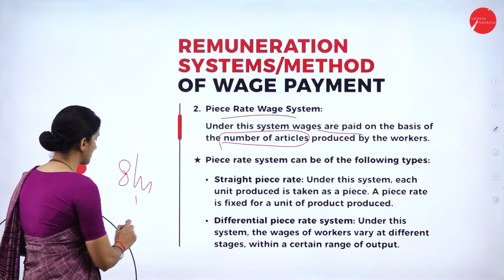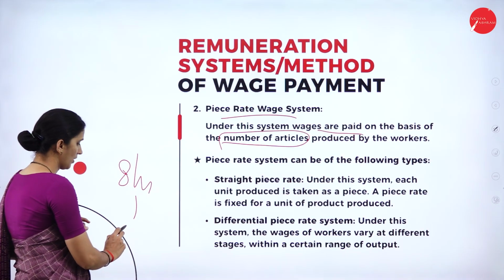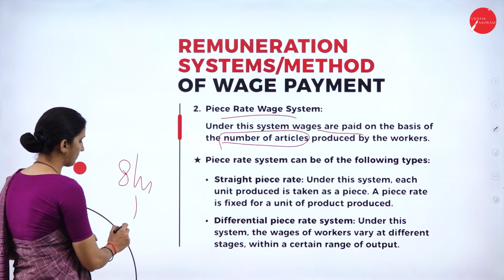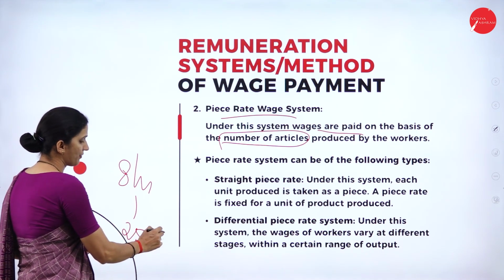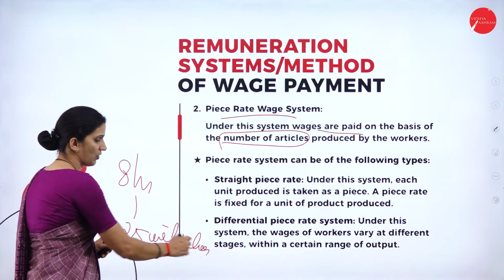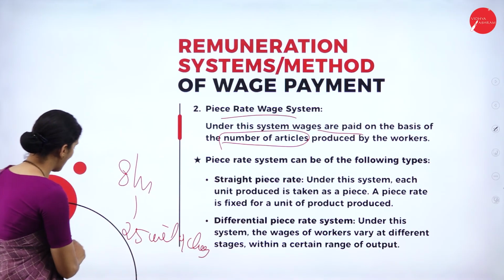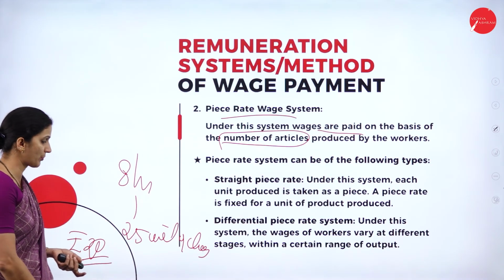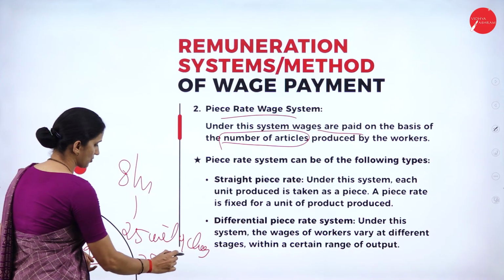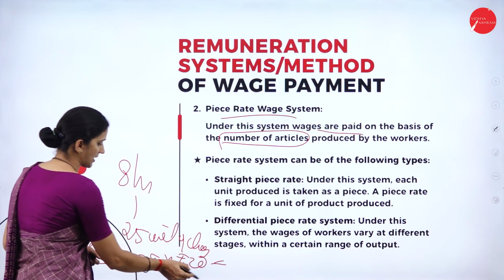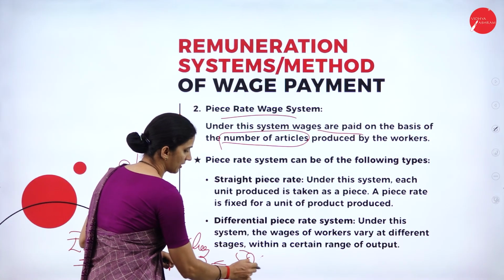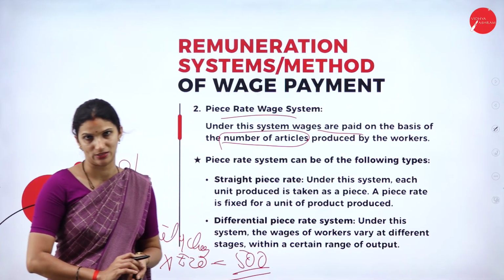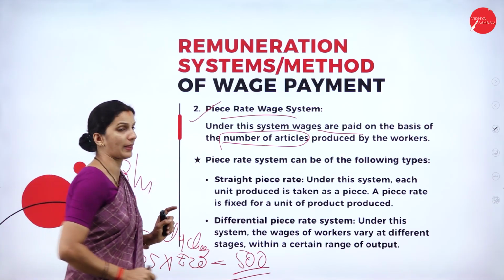In those 8 hours, say in a furniture manufacturing factory, one employee has produced 25 units of chairs. If the rate for 1 unit or 1 piece is fixed at rupees 20, then his wage will be 25 units into rupees 20, which is 500. This is the piece rate system. He will get a total of 500 rupees as wages.